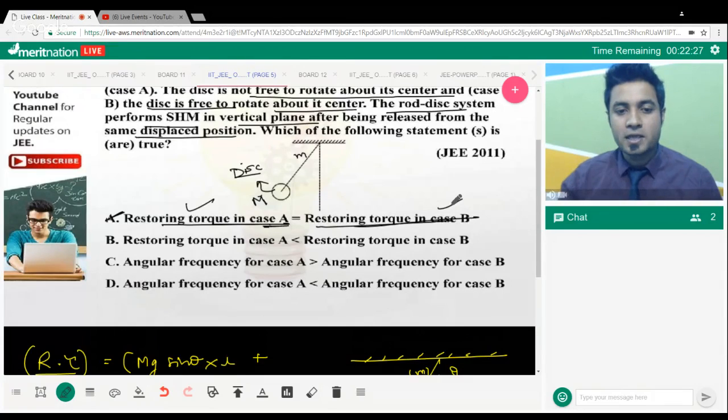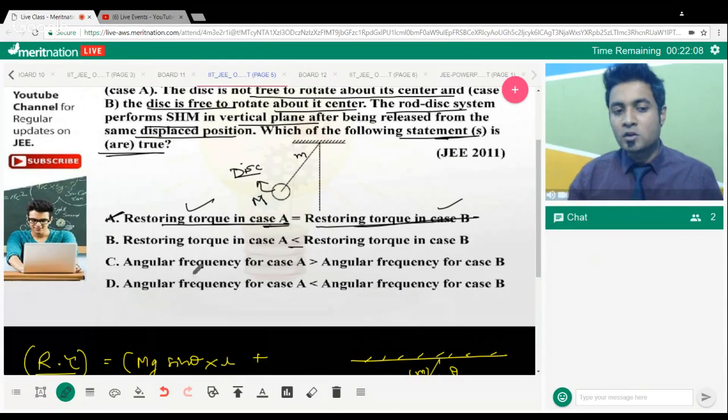So you can see here, which of the following statements is or are true. So this may be one or more than one option correct. Okay, more than one option correct. So restoring torque, this we have already neglected, right? Because restoring torques are equal, so there is no need for this inequality sign.